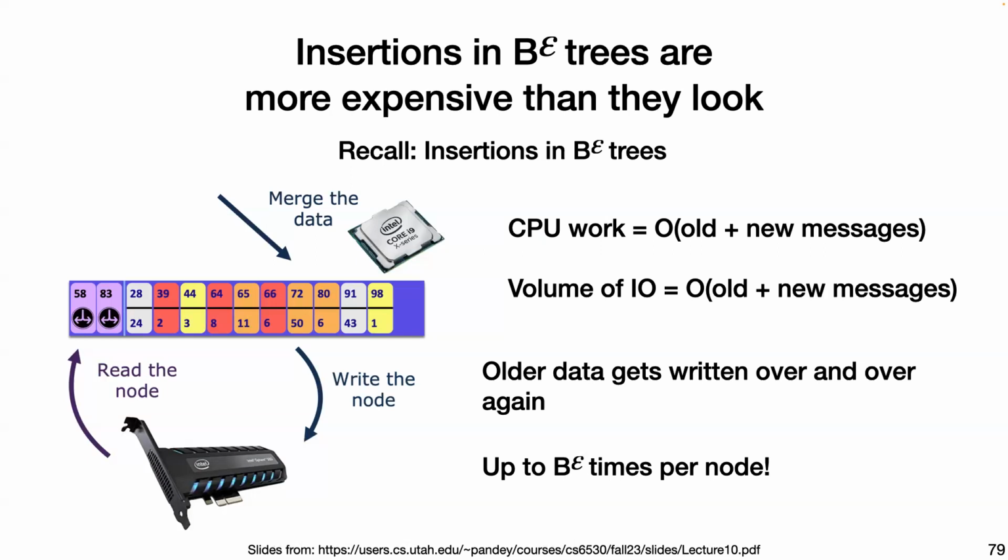B-tree has this problem in the leaves because you're rewriting the leaves. You have to maintain the leaves in sorted order, and when you insert into the leaves, you may have to shift things around, but you're rarely writing to the internal levels. But in B epsilon tree, you always have to write to the buffers.